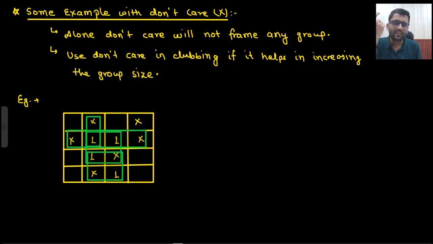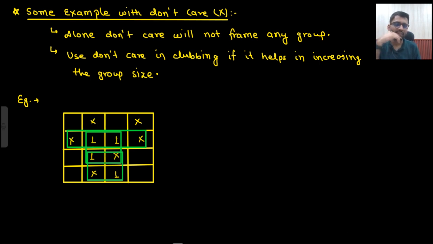I will not say this is a pair. I will not also take this pair. Why? Because this don't care is not helping me to frame a major group. Major group, what is the major group here? Major group is quad. So this don't care is helping me only to make a pair. So I will not take it.